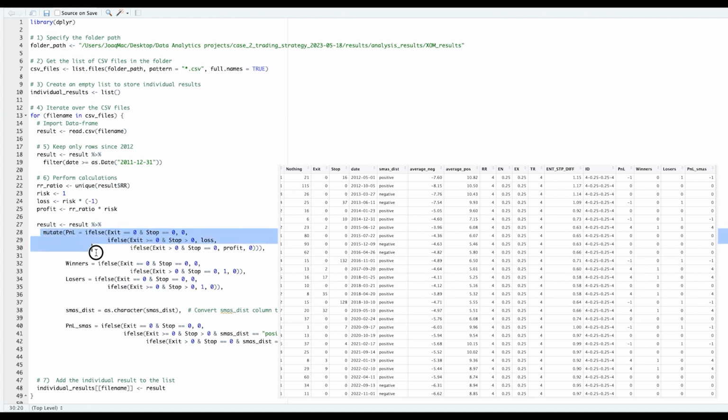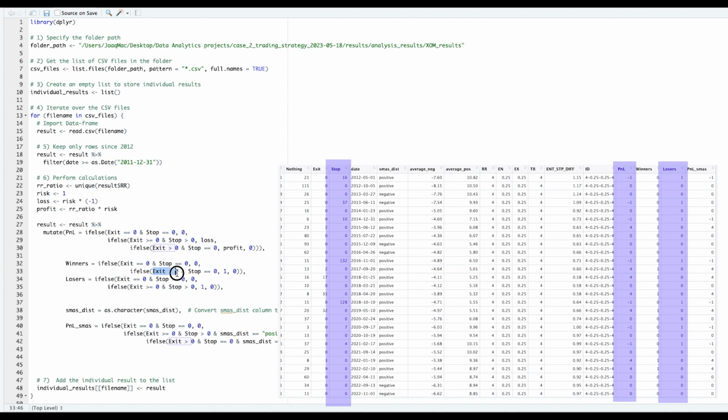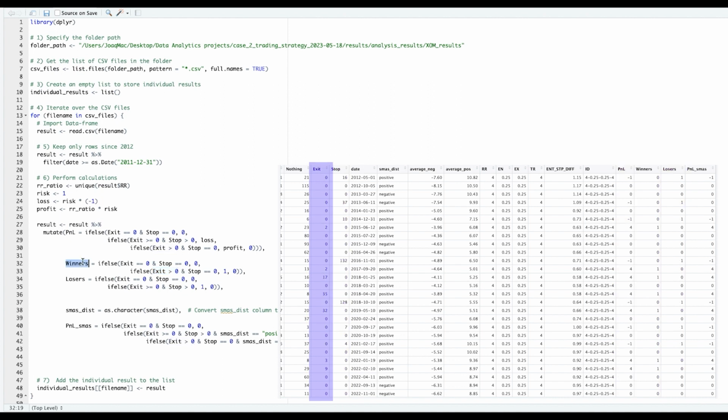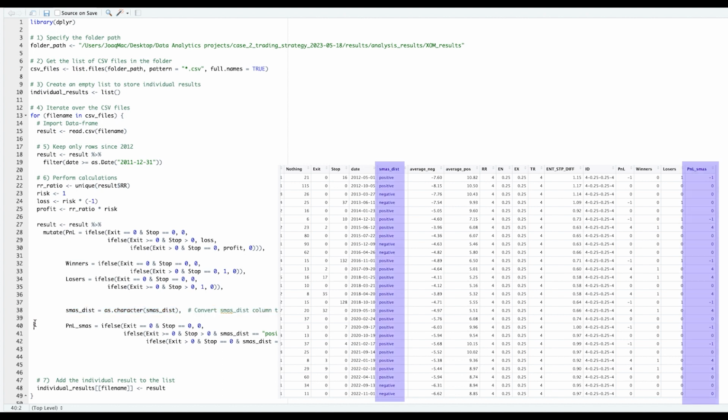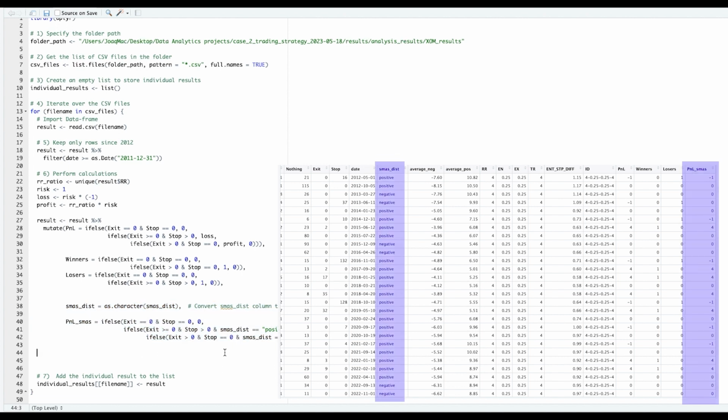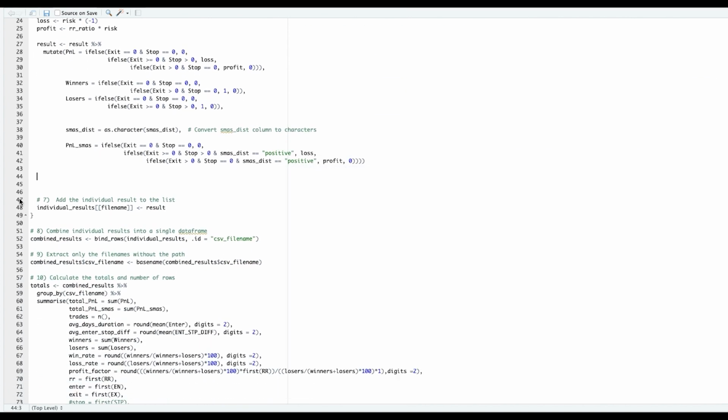In the next part, I set a series of conditions to determine if each row was a winner or a loser. For example, if the stop had a value greater than 0 in a row, it was considered a loss. If the exit had a value greater than 0, it was considered a win. Additionally, I added a condition to check if the SMA column was positive or negative. If it was positive, it counted as a trade. In the seventh step, I added those results to a list.